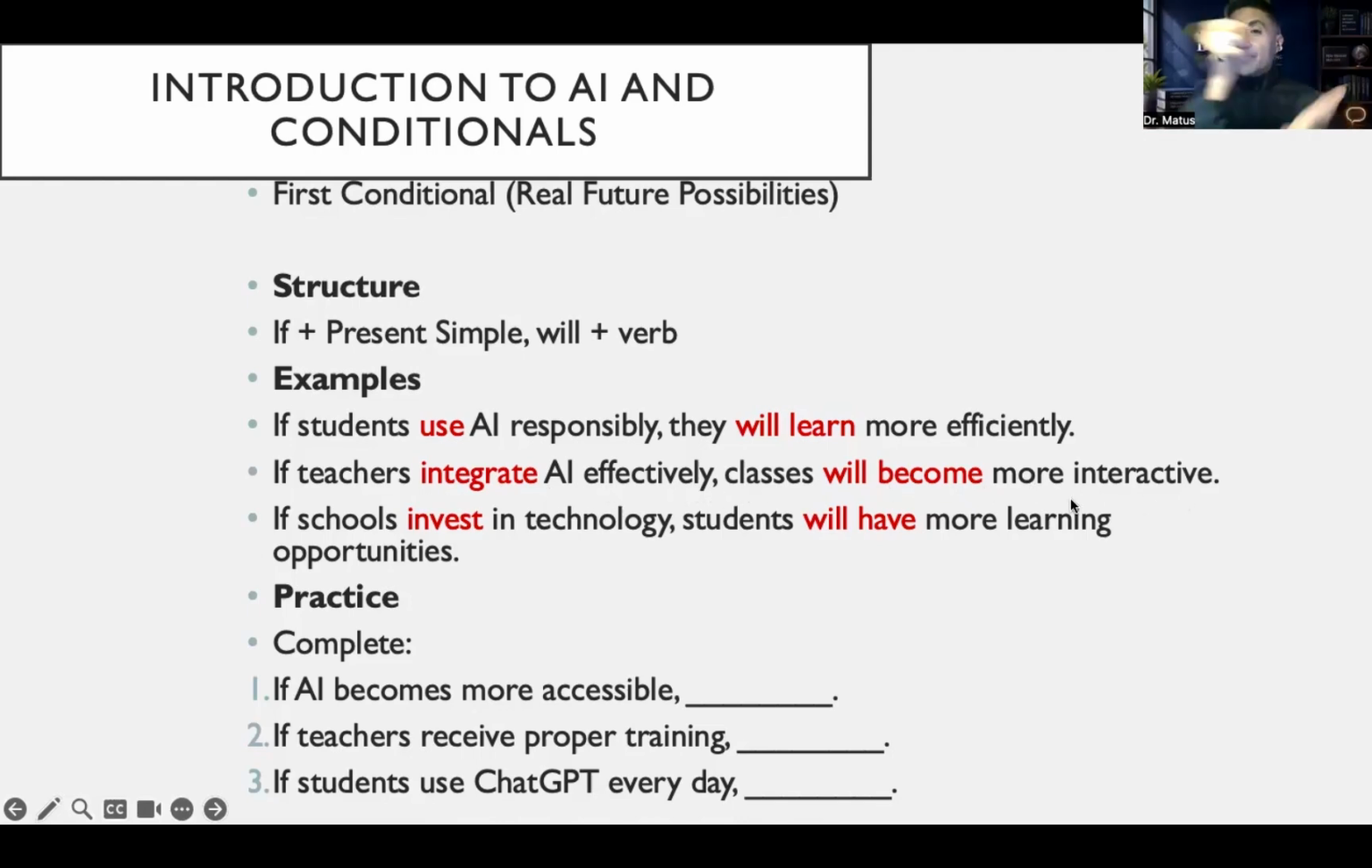In English, you can also reverse these clauses. So you can say, students will learn more efficiently if they use artificial intelligence responsibly, or the other way around. So you can say, if schools invest in technology, students will have more learning opportunities. Or students will have more learning opportunities if schools invest in technology.